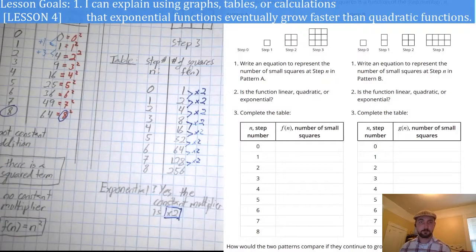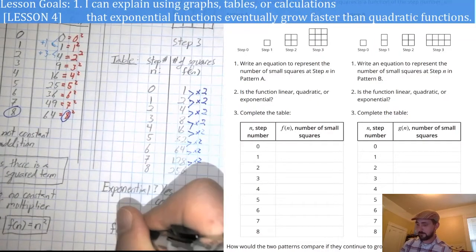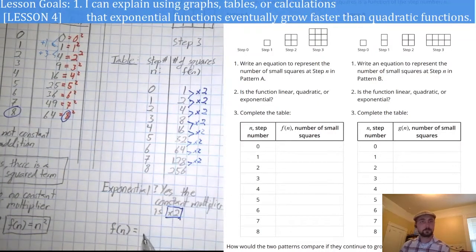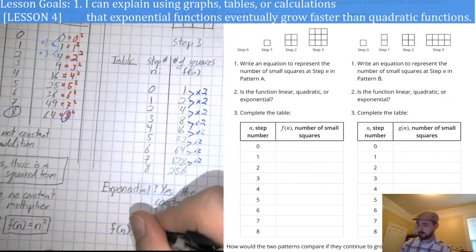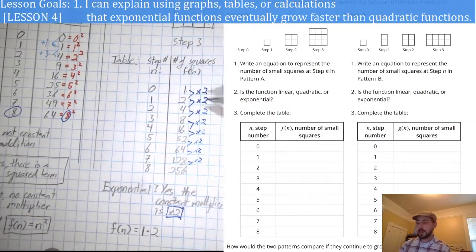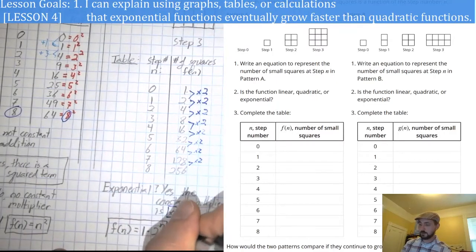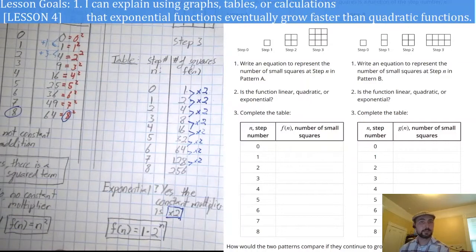So our formula seems to be that the total number of squares, f of n, comes from starting at 1, right, that's our 0 step, and multiplying by 2 however many steps you've gone. So if you've got 1 step, you would multiply by 1 copy of 2. If you have 2 steps, you'd multiply by 2 copies of 2. And that is the exponent. So the n up there tells us how many copies of 2 we need. If we want step 8, we would need 8 copies of 2. And that is our formula. That's it. Okay.